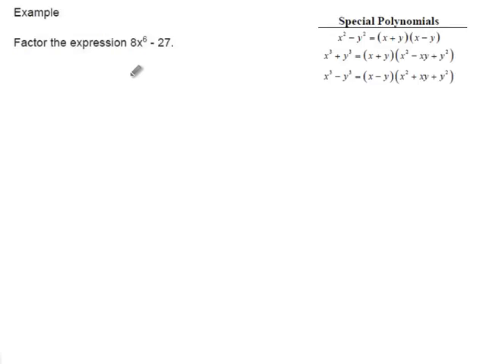We are asked to factor the expression 8x to the sixth minus 27. This is what we call a difference of cubes. It's a difference because it has a minus in the middle. It's a difference of cubes because 27 is a perfect cube. It has a nice cube root. 8 has a nice cube root, and so does x to the sixth.